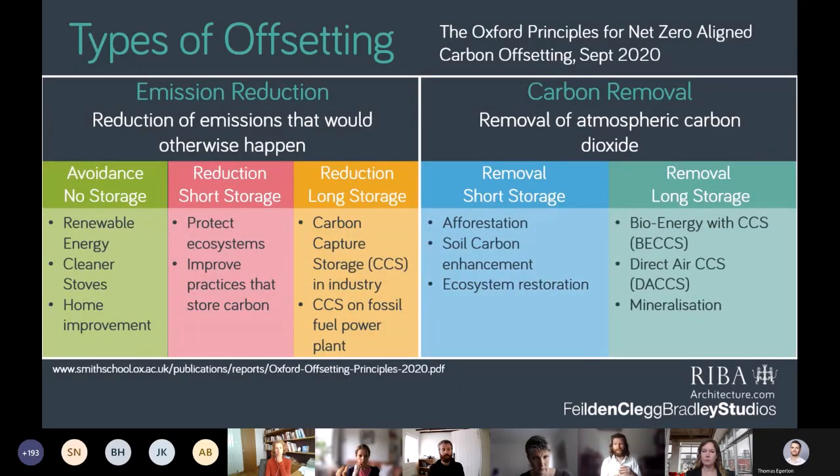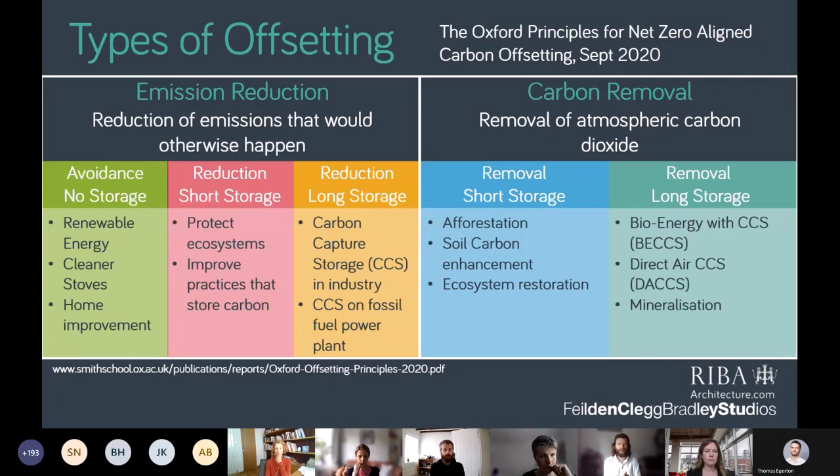Smashing. So this is liberally borrowed from the Oxford Principles for Net Zero Aligned Carbon Offsetting. It is a fantastic document. I'd recommend you all read it. This is only a very short summary, but in effect, there are two broad types of offsetting. There's emission reduction and there's carbon removal.